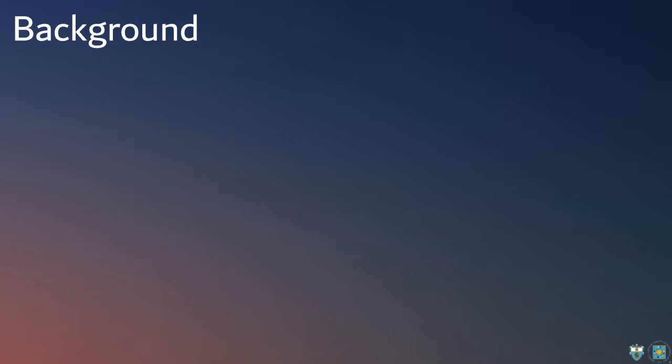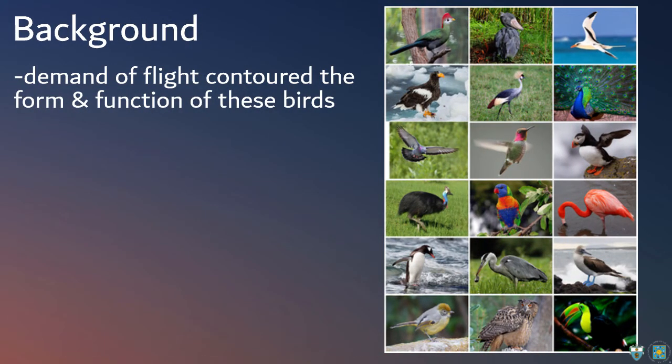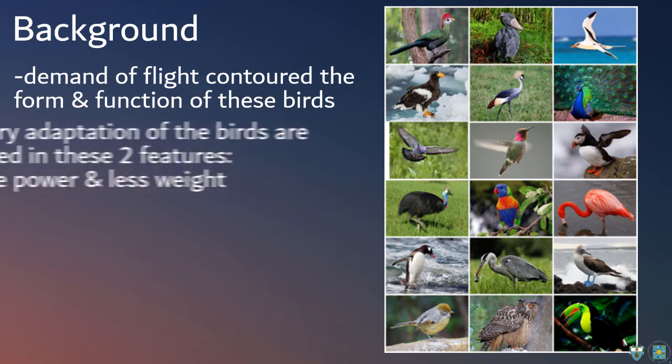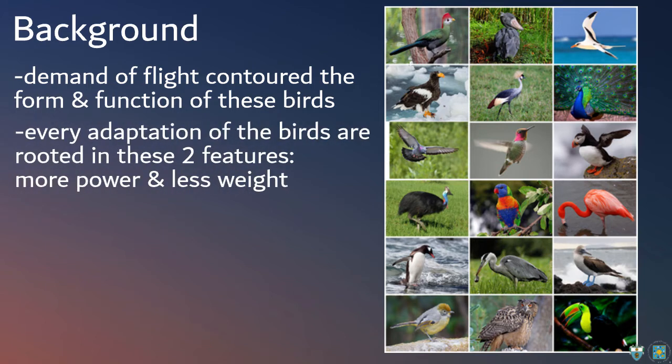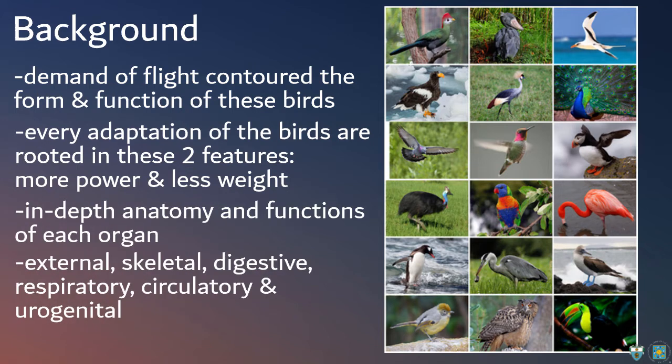Over anything else, the demand of flight have contoured the form and the function of these birds. Virtually every adaptation that can be found in birds are rooted on 2 features: more power and less weight. In this exercise, we will learn the in-depth anatomy and the functions of each organ of our specimen, starting from the external anatomy to the skeletal system, up to the digestive, respiratory, circulatory, and urogenital systems.